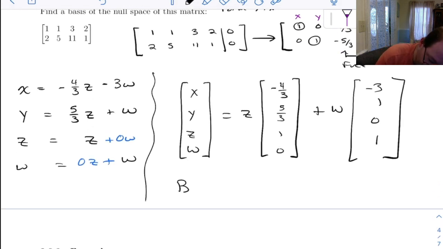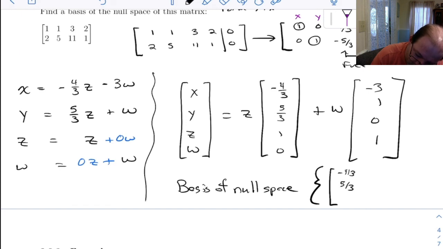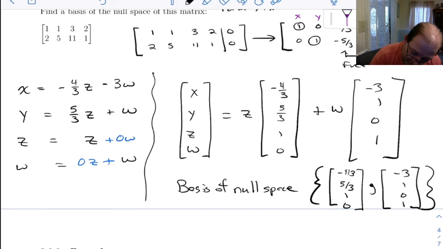So my basis of the null space is just these two vectors. I'm going to write them as column vectors. So we've got negative 4 thirds, 5 thirds, 1 and 0. Then negative 3, 1, 0, 1. So that's the basis of my null space. And I'd also say my nullity here, nullity is the dimension of the null space, and so that's going to be 2.